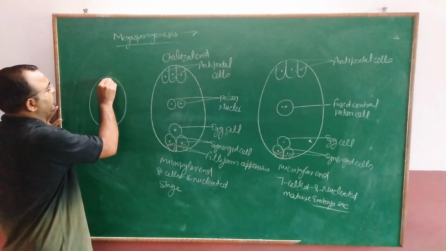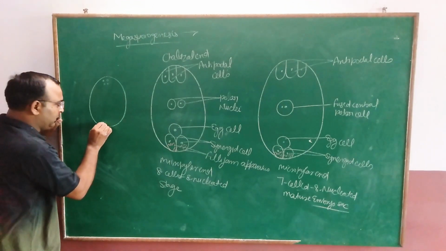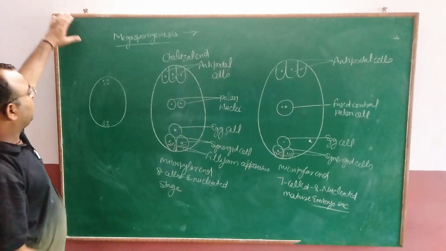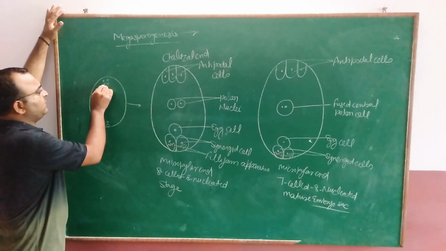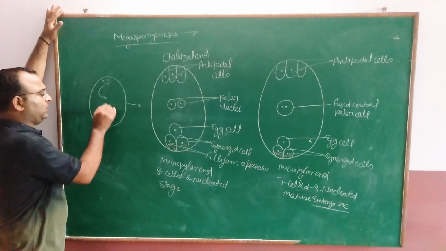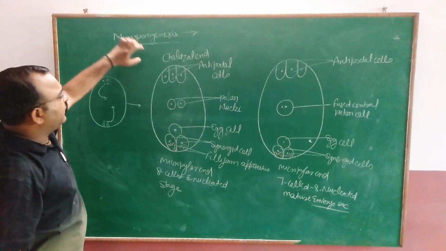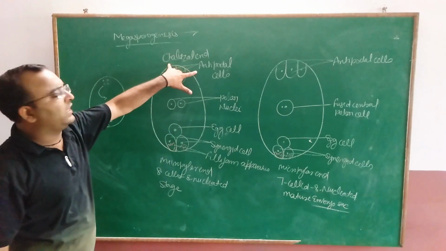these are the 4 cells which are present at the animal pole. These are the 4 cells which are present at the vegetal pole. Out of the 8 cells, 1 cell will move toward the center. From here also 1 cell will move toward the center. So it means 3 cells are present toward the chalazial end.